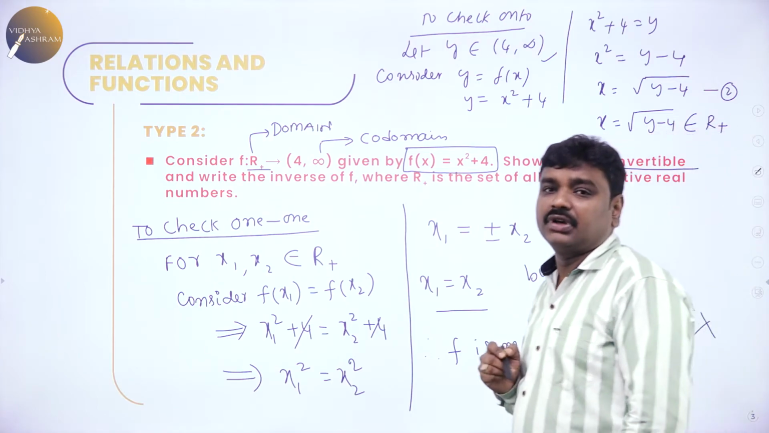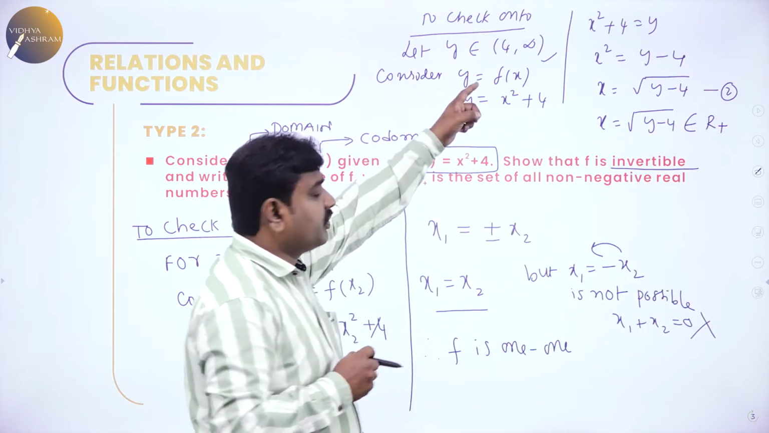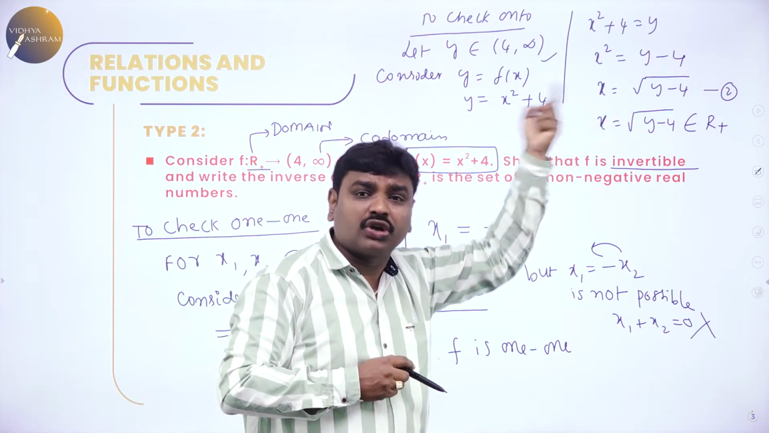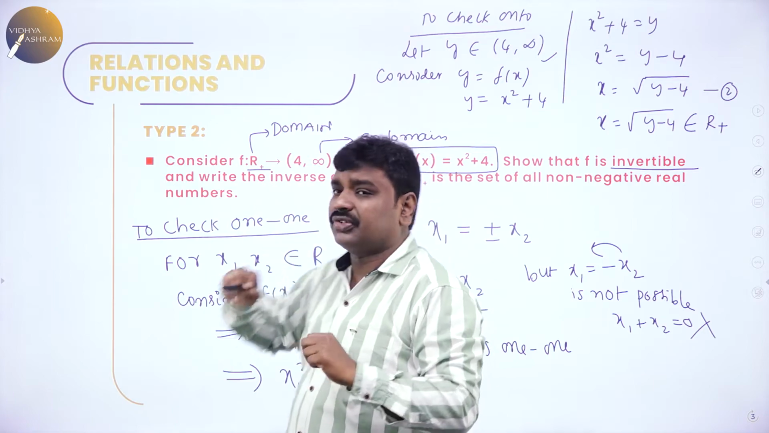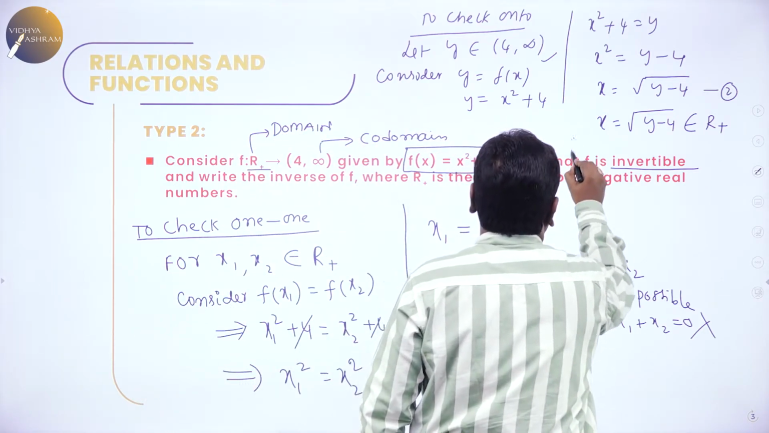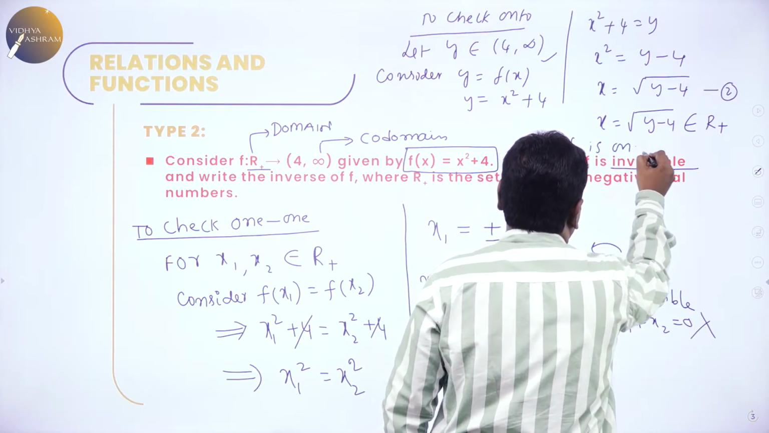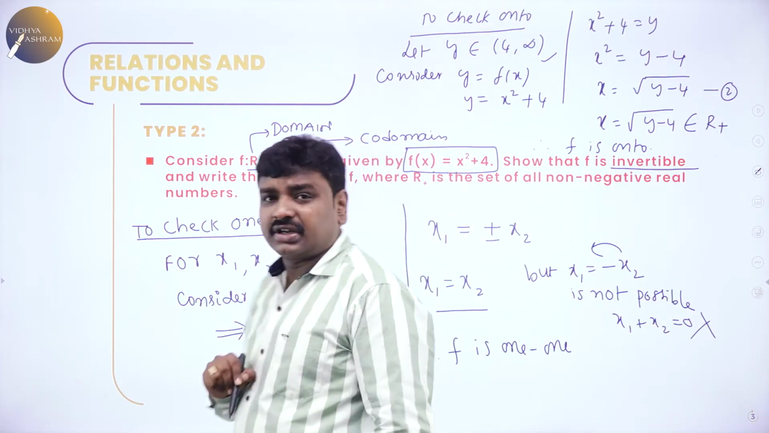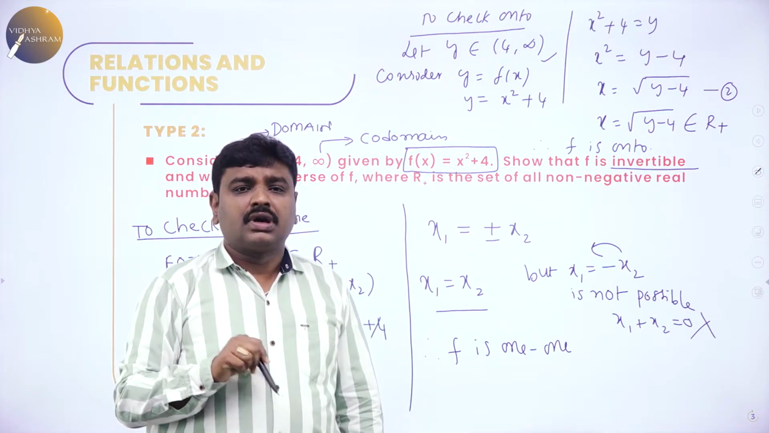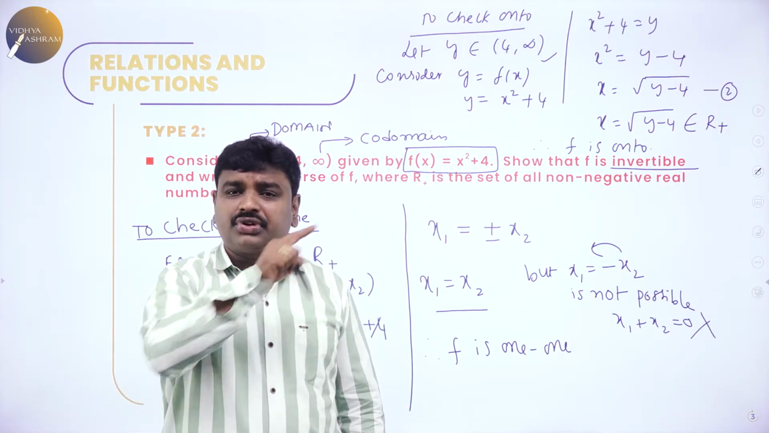You can check it. So I told you y is equal to f of x, you should consider and get the value of x, and we got the value of x, and that x should belong to what? The domain. Here what is the domain? R plus. So therefore f is onto. Now we proved it is onto. The final step is what? We need to find the inverse. I told you there is an alternate method, that is the composite function method.